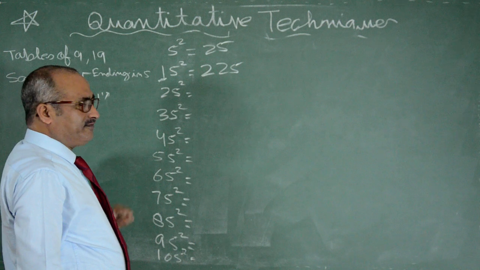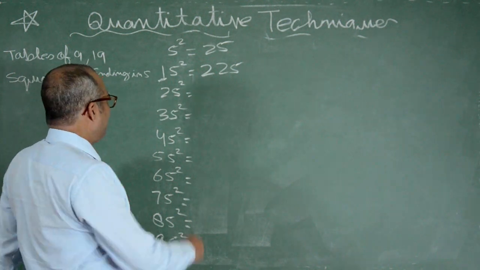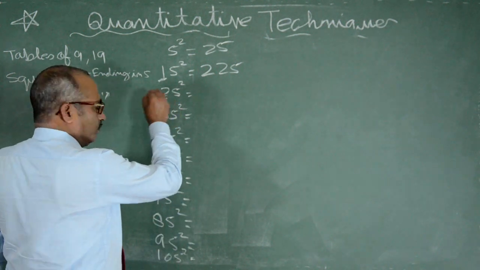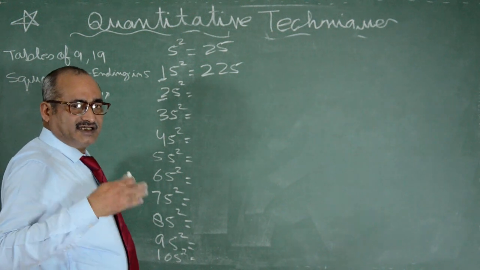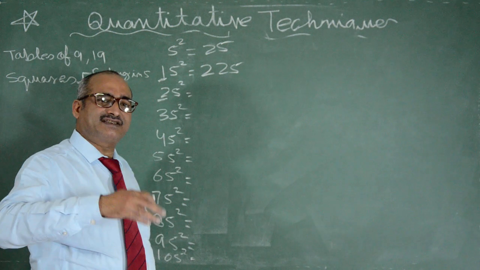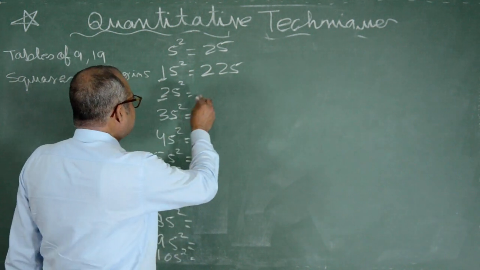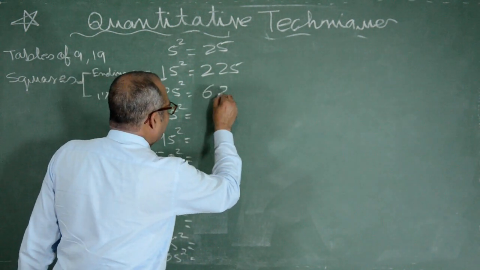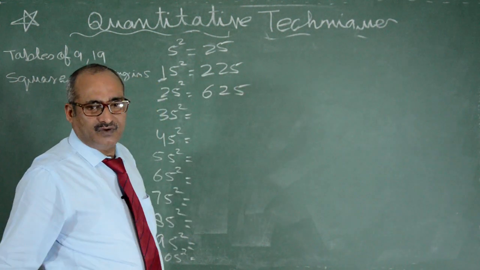Next number is 25. Finding the square of 25. Before 5, 2 is written. Successor of 2 is 3. You just multiply 2 by its successor. 2 into 3 is 6. Then write 25. Square of 25.